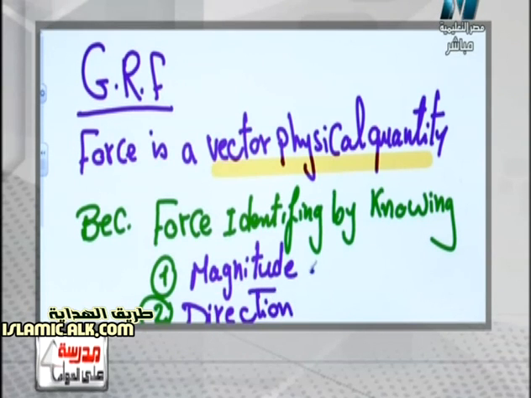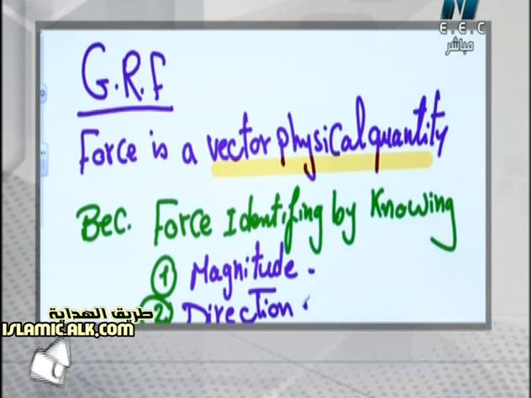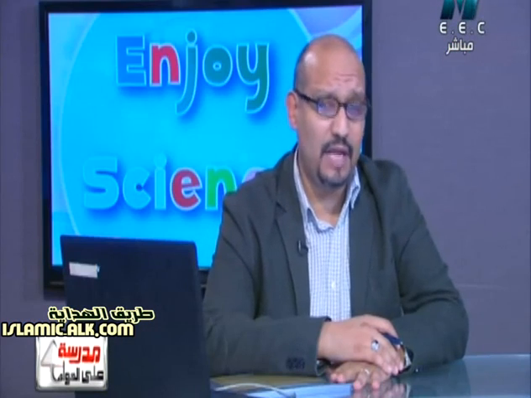So we know now how can we differentiate between vector and scalar physical quantities. Okay, Mr. Muhammad, can I ask you? How can we differentiate between displacement and distance? This is a good question from Mr. Wael. How can we differentiate between distance and displacement?